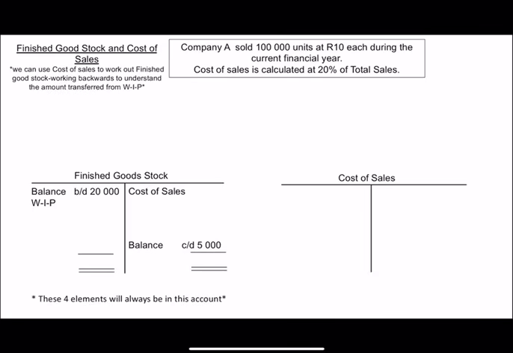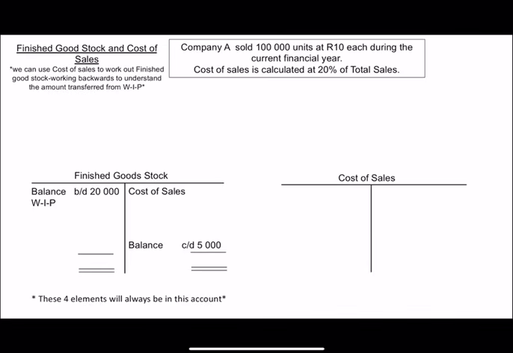Right, so as we can see, we have the balance brought down and the balance carried down as we did in the first slide. We then have work in progress. So this is the amount that is transferred out of that work in progress account to say this is how many goods we have completed during the year. And then we have cost of sales.